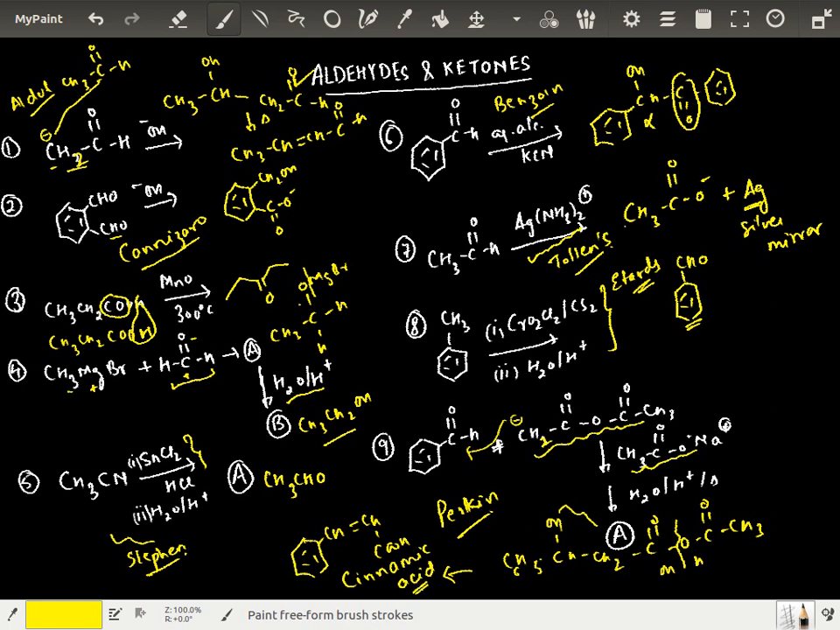So these were the important reactions from the JEE Mains and the NEET perspective for the chapter aldehydes and ketones.